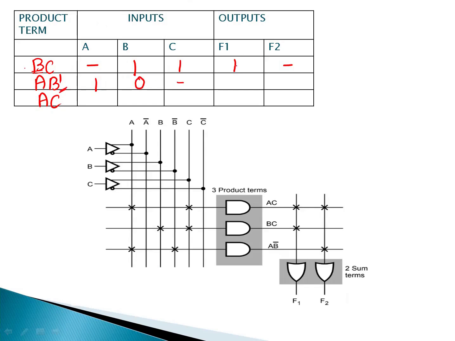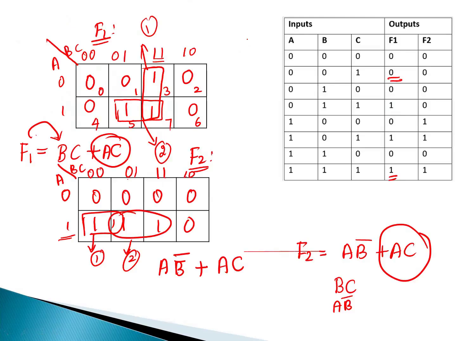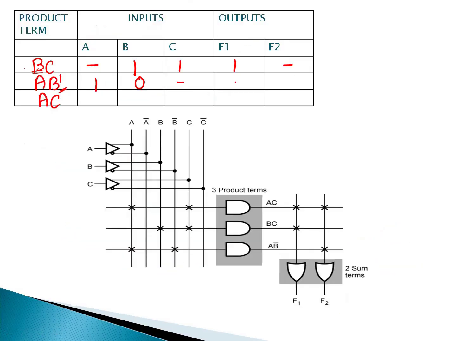And is this product term in the F1 part? No. So that means here a hyphen, and F2, yes. So that means 1. And AC is nothing but A is 1 and B is not here and C is 1, right? So now this is included in our F1 also and in F2 also. So 1, 1, right? So now what we have to do is, with the help of this PLA programming table, we have to substitute that product term in our logic diagram.